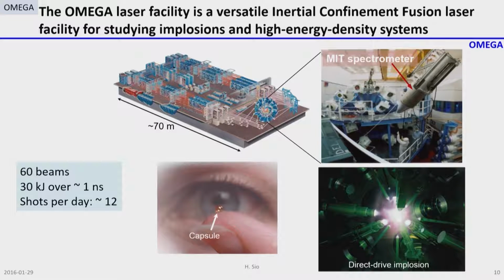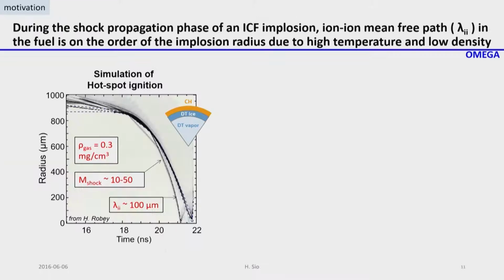A very quick primer: Omega is a very versatile ICF facility for looking at implosions and high energy density systems. It is a 60-beam laser symmetric drive. You get about 30 kilojoules over about a nanosecond, and you get about 12 shots per day. It is a very mature user facility, and I heard it described as an excellent data factory, which I think is the highest compliment you can give to a user facility. This is really nice because you have enough shots per day that you can carry out an entire physics campaign in 12 shots and scan the parameter space that you need.